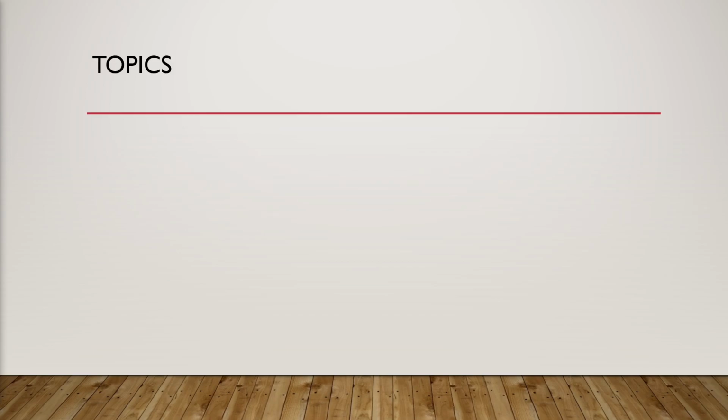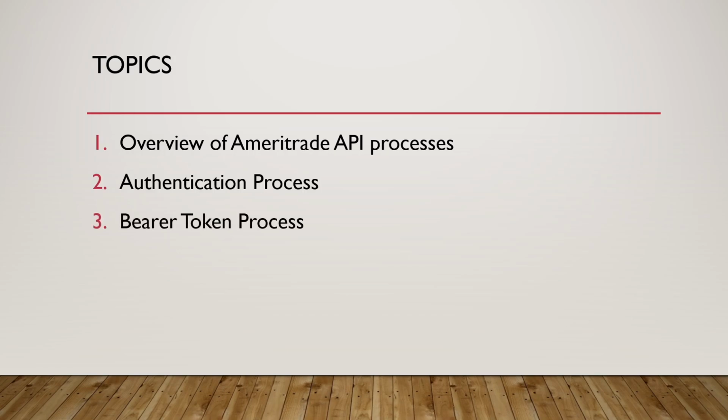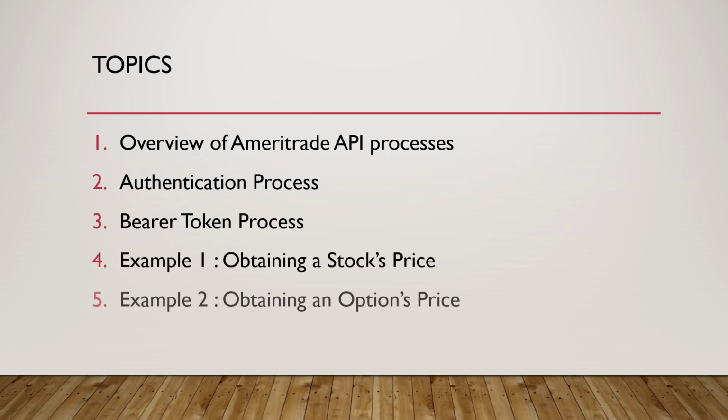I will be covering the following topics. Firstly, I'll give an overview of the Ameritrade API processes. It is a bit more complicated than we think, but hopefully after this overview you will get an idea of the steps required. These include the authentication process, bearer token process, and finally maybe one or two examples on obtaining information using the Ameritrade API. Okay, from steps 2 to 5, that will all be done using Google Sheets and Google Scripts.